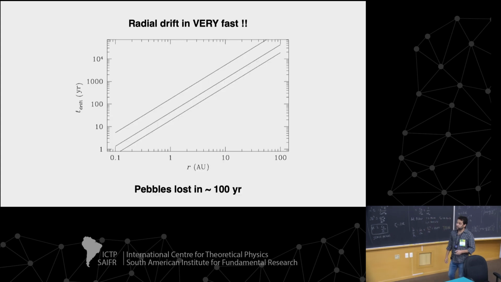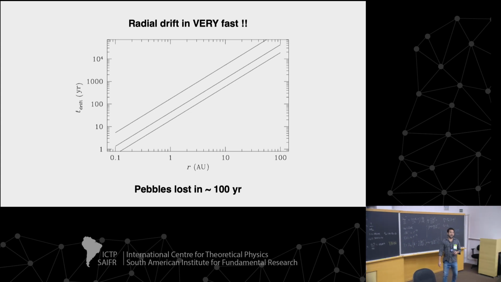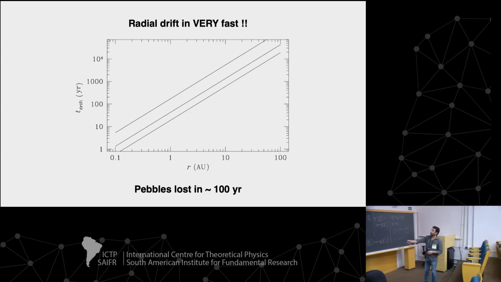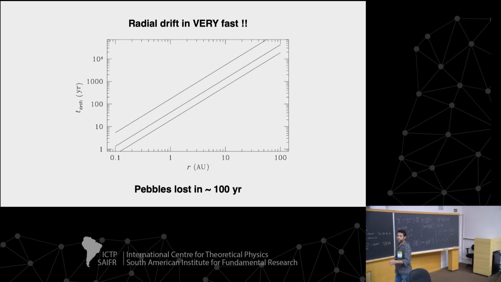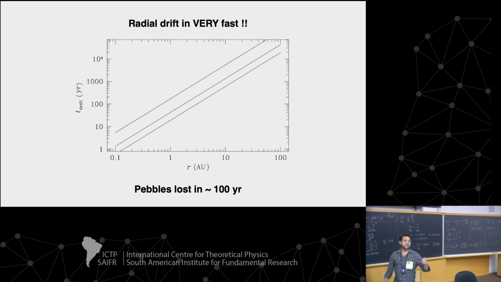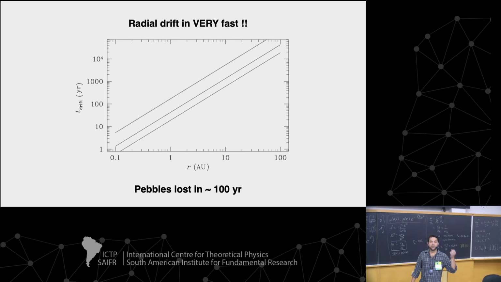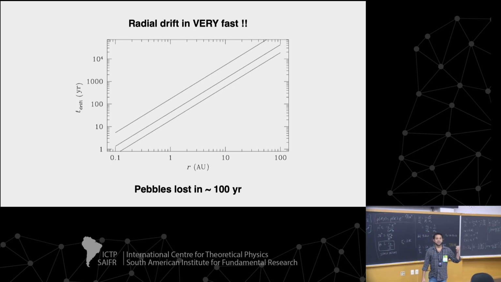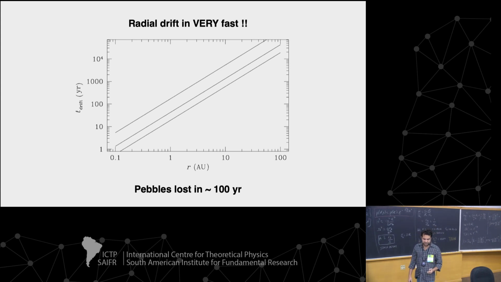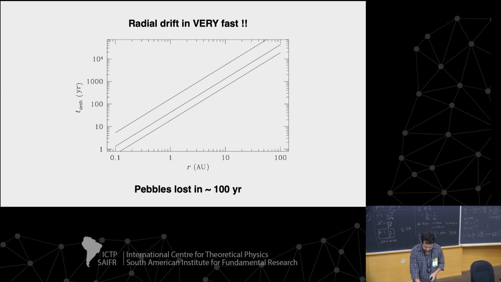the star. Now, this radial drift turns out to be very, very, very fast. At 1 AU, it is of the order of 100 years. This is the most stringent constraint ever posed to forming planets. You form the dust, and you lose it in about 100 years. So I said in the first class that you have 10 million years to form planets. If this is the case, we only have 100 years. So that just cannot be the full story. We're missing something here.